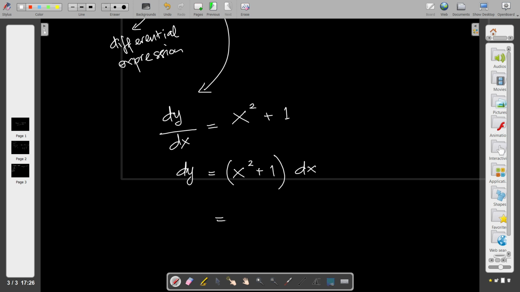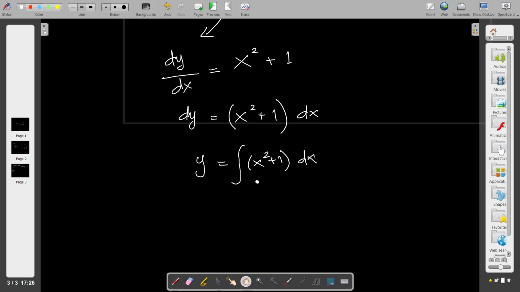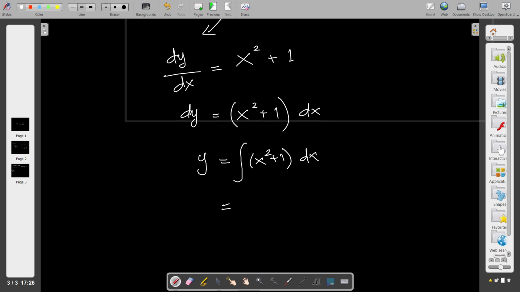Because this is the differential, or differentiation, then if we want to know the value of y, we have to integrate this expression, and I get this is y. So the integration is, I'm sorry, 1/3 x to the power of 3 plus x plus c. Okay, so this is the solution.